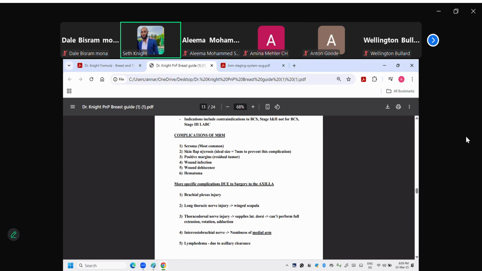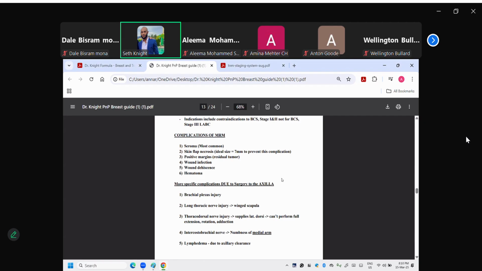Thoracodorsal supplies the lat dorsi, and so that's the boxer's nerve. They can't perform full extension, rotation, and adduction. That's an orthopedic kind of question. Your long thoracic, we know, leads to winged scapula if it's injured. And your intercostobrachial nerve, specifically, if you injure that, would lead to numbness of the medial arm. And that's the answer. That was for the question, which one of these was not a complication? It was numbness to the lateral arm. And I, like a big fool, chose skin flap necrosis when that's an obvious complication. So learn from my stupid mistakes, right?